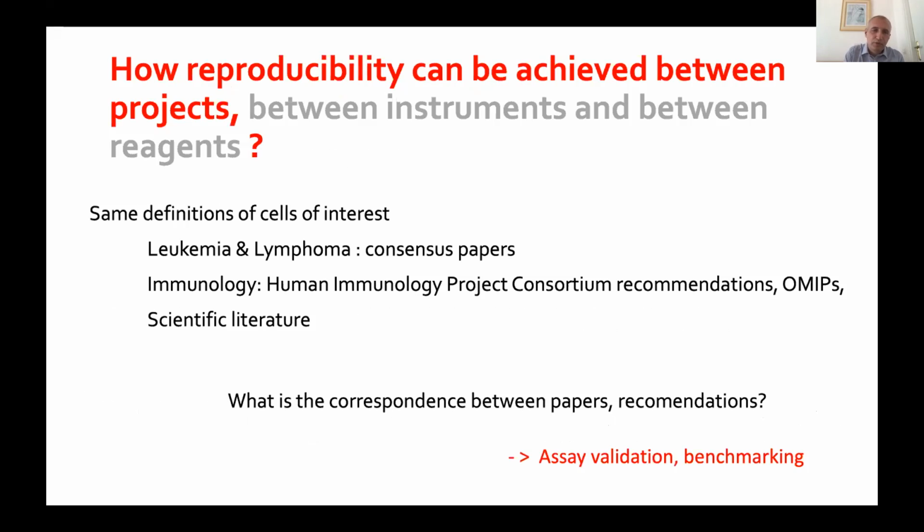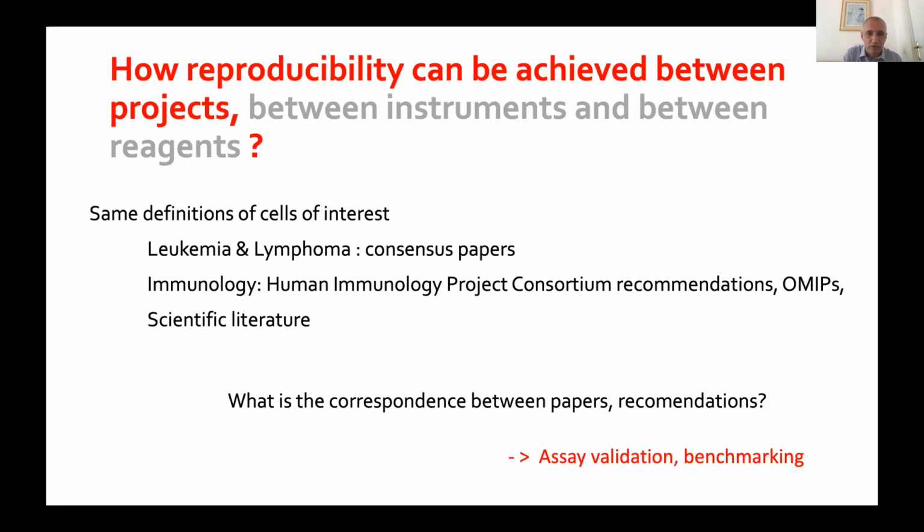If we want to reproduce data from different projects, we probably need to find a common language on the different definitions of cells of interest. So in leukemia lymphoma, typically there are consensus papers that are trying to achieve just that with variable success. Typically, finally, with the consensus papers, nobody is completely happy. Nobody is completely opposing those consensus papers. So that's definition of a compromise, right?